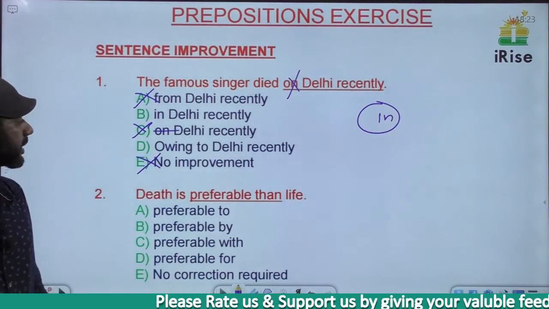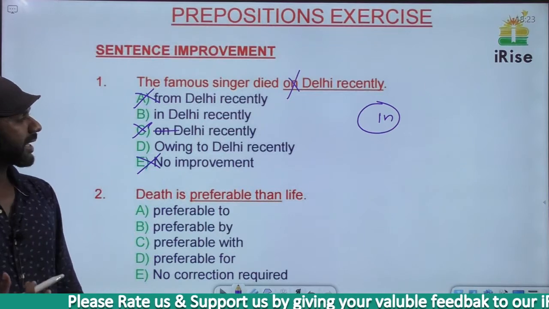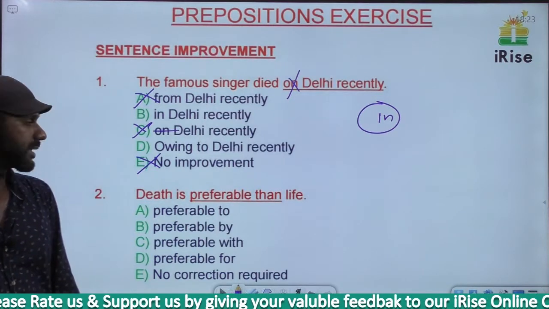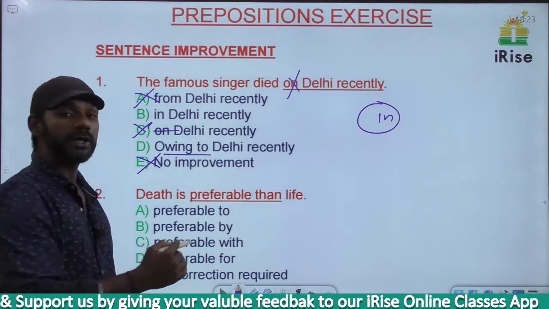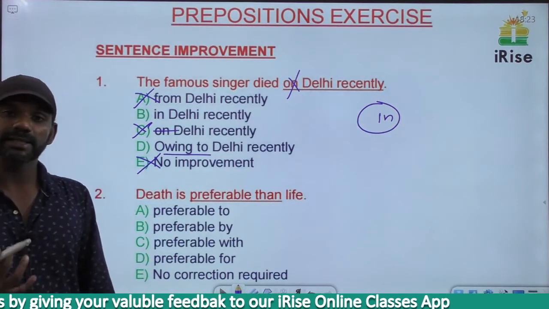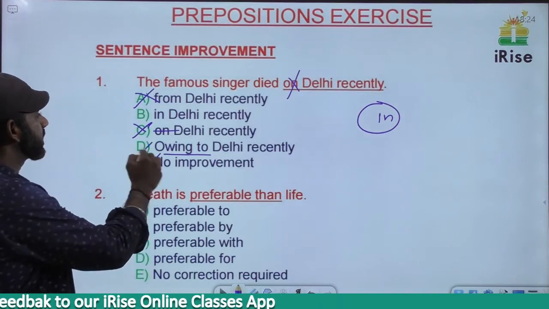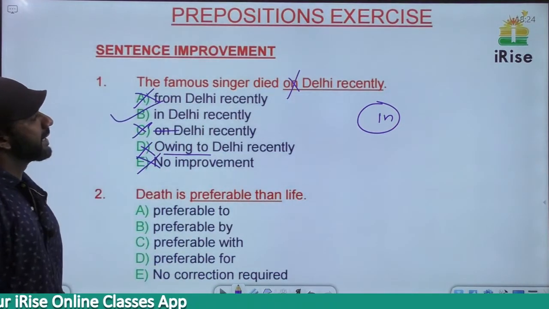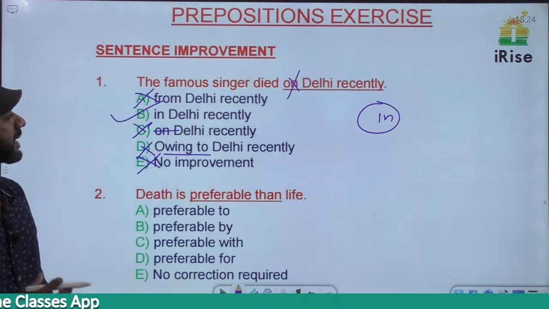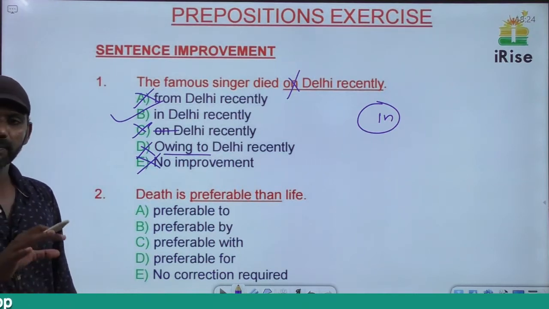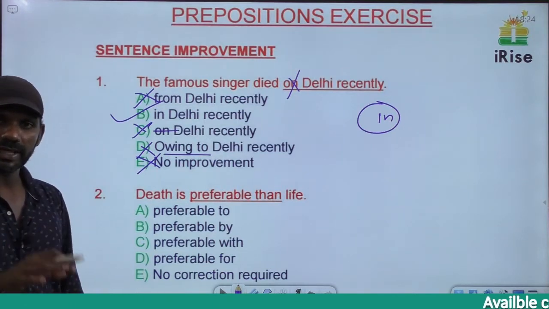Come to option D. The famous dancer died owing to Delhi recently. Owing to Delhi means because of Delhi. The famous dancer died because of Delhi recently. Does not make any sense. Eliminated. The answer must be option B. The famous dancer died in Delhi recently. Place, and with places we have to go for in.